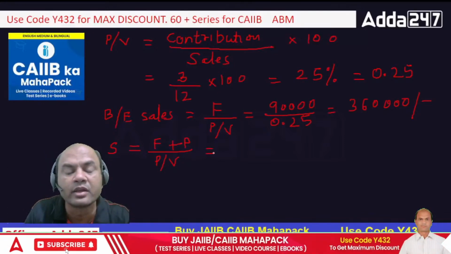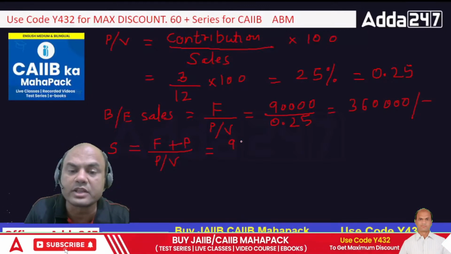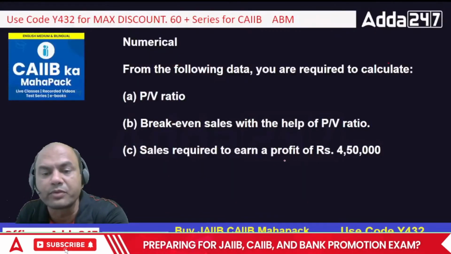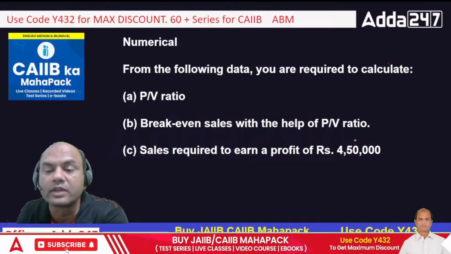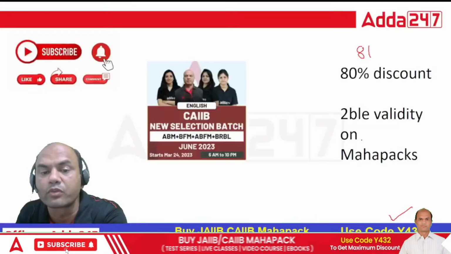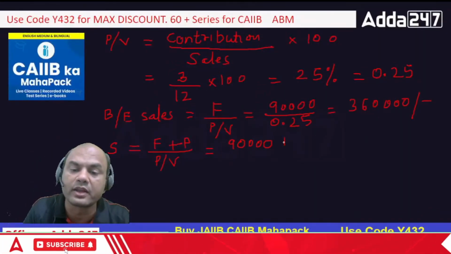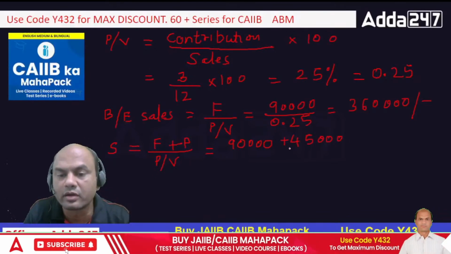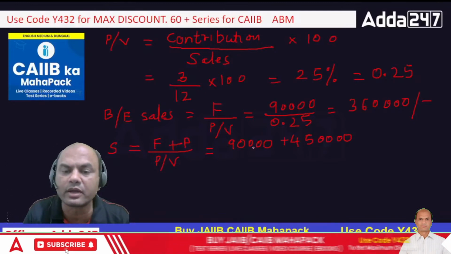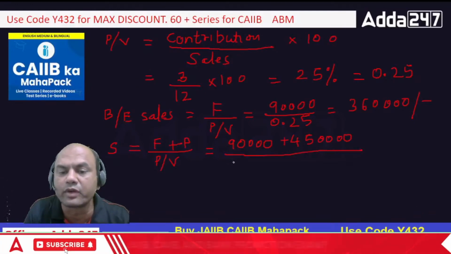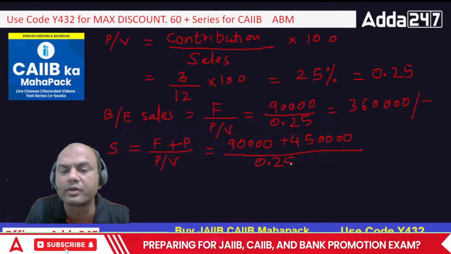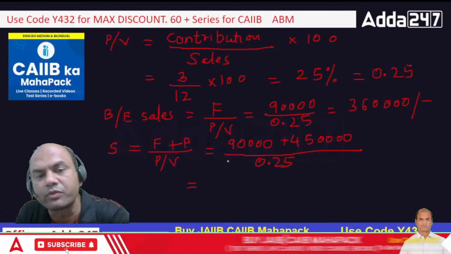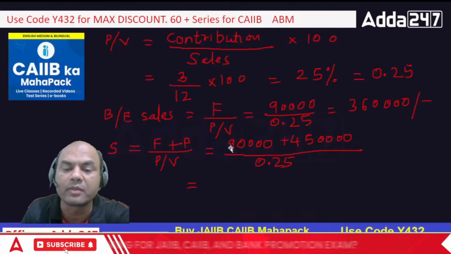But what is F? F is 90,000. What is P? The desired profit, 4,50,000. So 90,000 is my fixed cost and profit is 450, so plus 450, right? 4,50,000. Correct or no? Divided by 0.25. So what is the answer now? 90 plus 450 becomes 540, isn't it? 540 upon 0.25.